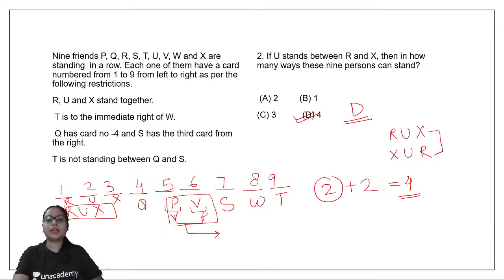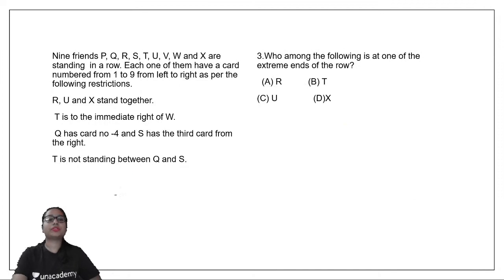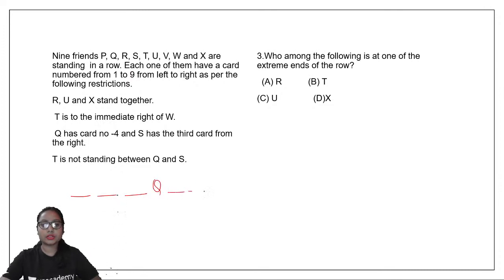All right, let's move towards the next question. Question number 3. Who among the following is at one of the extreme ends of the row? We already have the arrangement. 3 was here, Q here, then 2 spaces in between. Then we have S, W and T.